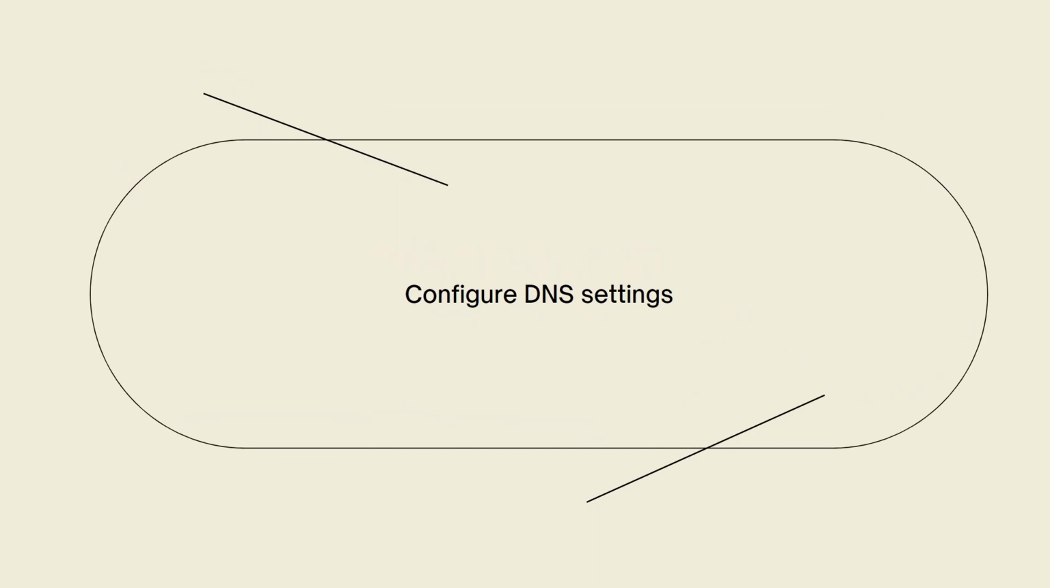Now configure DNS settings. After entering your domain, you will need to configure the DNS settings. Choose the Connect Automatically option if available, which will automatically configure the necessary DNS records for your Freenom domain.